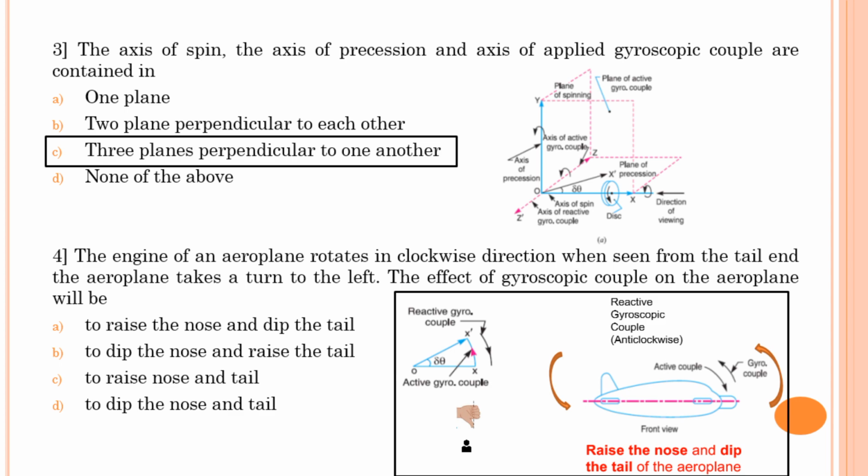See in that second diagram. Therefore the effect will be to raise the nose and dip the tail of the aeroplane, isn't it? Therefore option A will be correct, to raise the nose and dip the tail. To study how to draw that vector diagram, see my previous videos based on the gyroscope chapter.